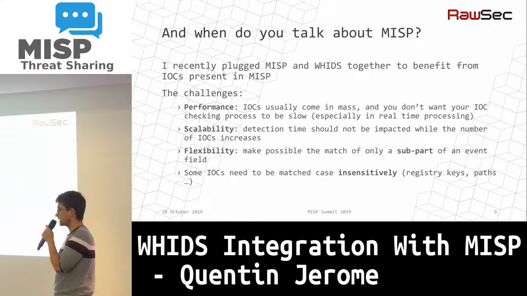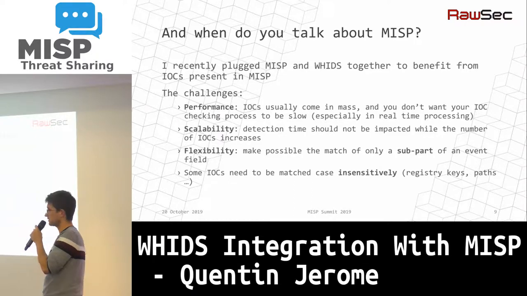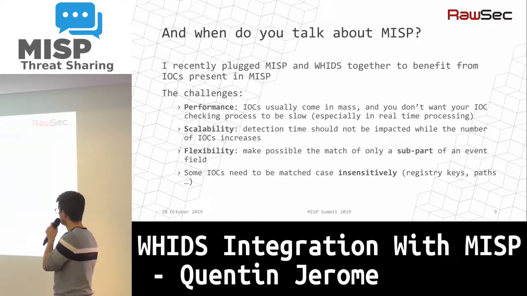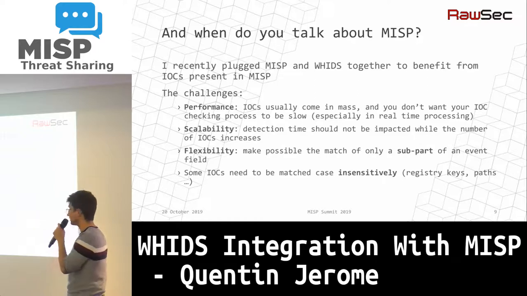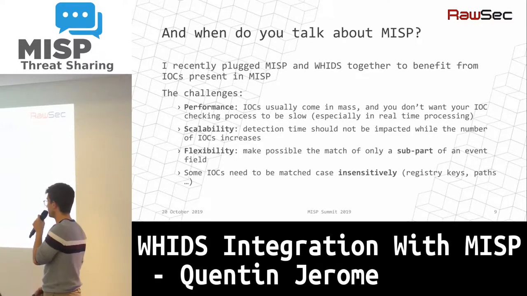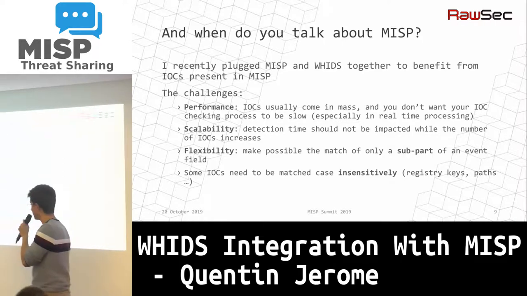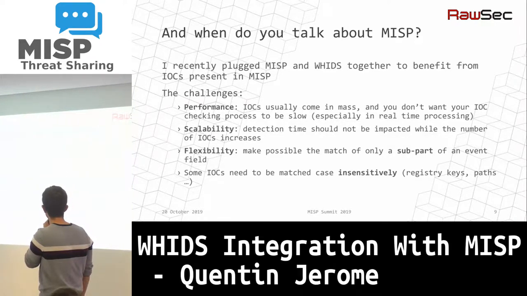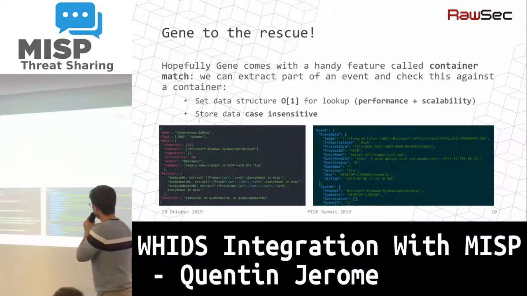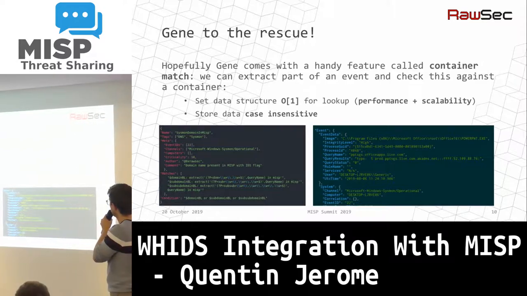So I had several challenges to face. Performance, because we have a lot of IOCs, and I don't want my IDS to be slow because of the high number of IOCs. I want it scalable, so I don't want the increasing number of IOCs to slow down the IDS. And I want it to be flexible. Flexible means I sometimes want to match a subpart of a field and not the full field. I will explain this later. And also the case insensitivity that we have to face, mainly for registry keys and paths. So this has been mainly implemented inside Gene.